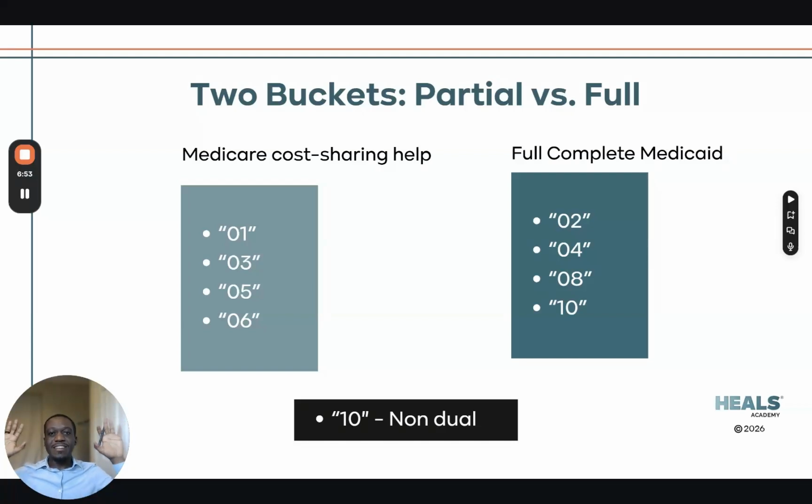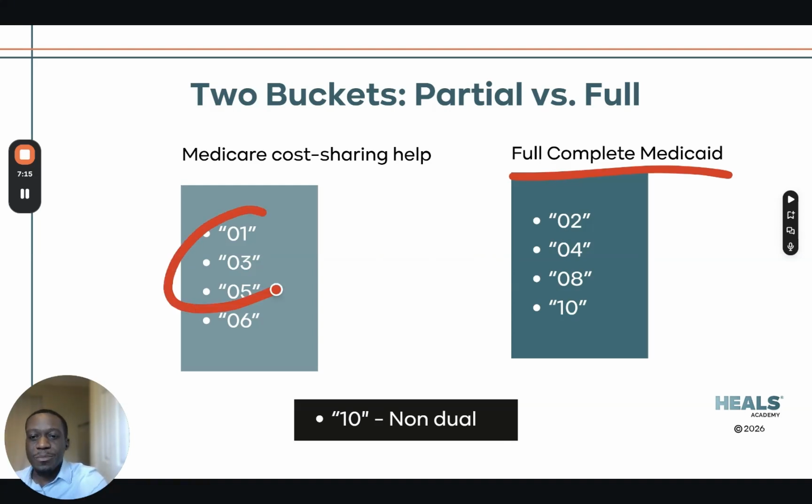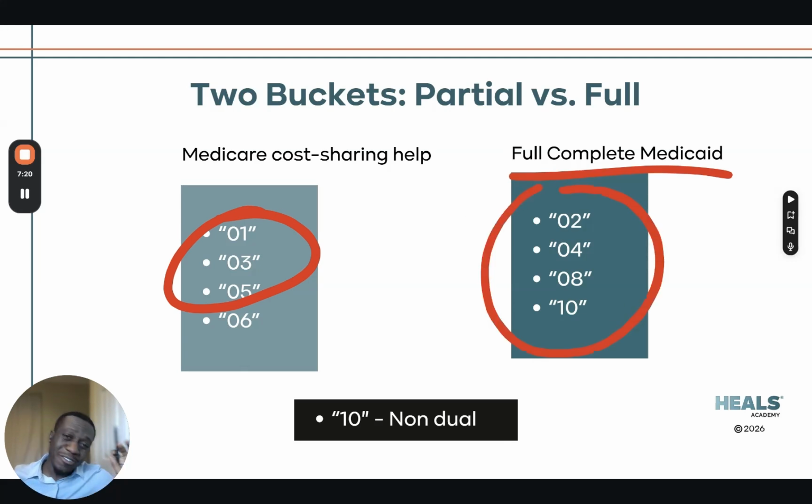And in the partial, you get Medicare cost sharing help. We learned that last week. And in the full, you get a complete Medicaid. And the statuses are designated by these codes in the MCMD file. One thing that you will see largely is that the odd numbers are partial, the even numbers are full, apart from 6. So it doesn't fit fully, but you can use that mostly, knowing that apart from 6, you can use that to help remember.